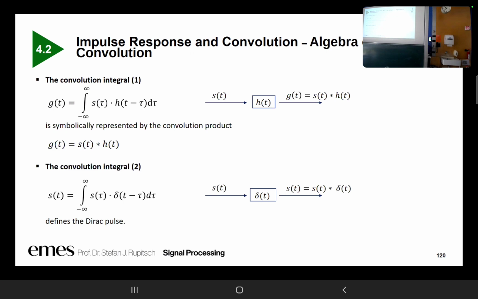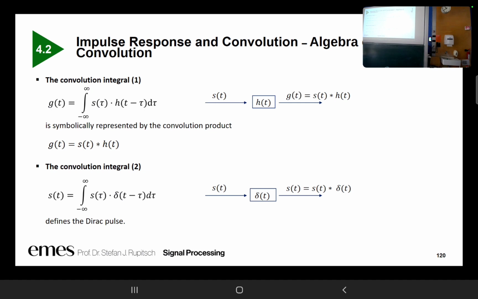Some further points concerning convolution. The convolution integral, we already discussed it. We have here the input of the system. We have here the impulse response, and by evaluating the convolution integral, we obtain the output of the signal, g from t. And this can be symbolically written with this asterisk here, as a convolution symbol.